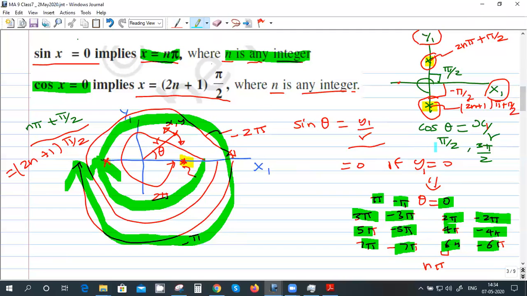So the angle should be pi by 2 or 3 pi by 2. And after this, we can add 2 pi to it, because that's completing one circle and coming back to the same point. Okay, so it is pi by 2 plus 2 pi, that is 5 pi by 2, right? We add 2 pi to it.